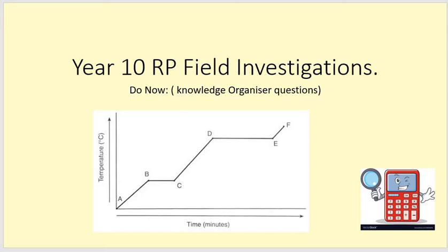There's points A, B, C, D, E and F. This relates to something that's being heated and changing, and I want you to work out what the labels are to go at A, B, C, D, E and F. Remember that you can pause the video here while you do it.